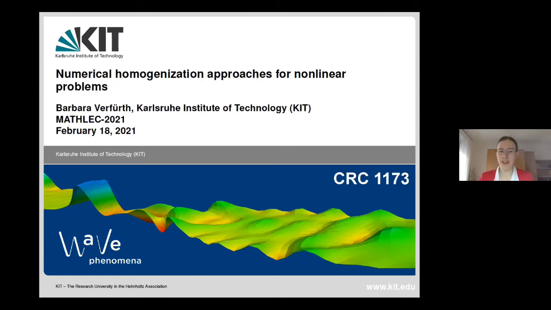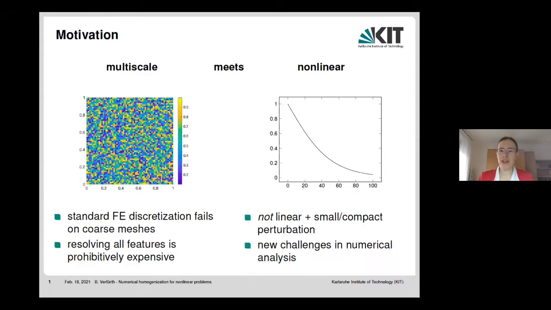So the talk will be about the fusion of multiscale features and nonlinear features that you can encounter in various problems in material science, physics, and engineering. And I've brought to you a typical multiscale coefficient that I'm thinking of in this talk. Especially, I don't assume anything like periodicity or scale separation. It can be completely random in this sense.